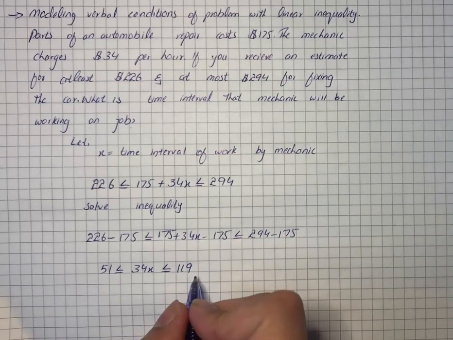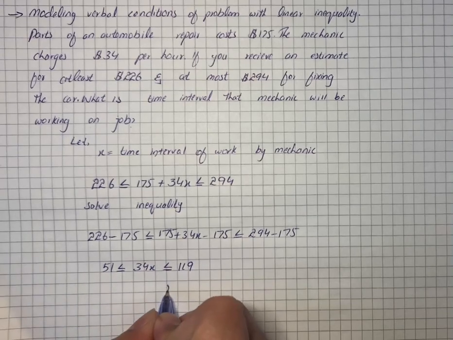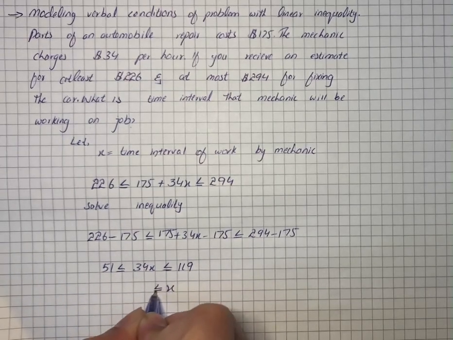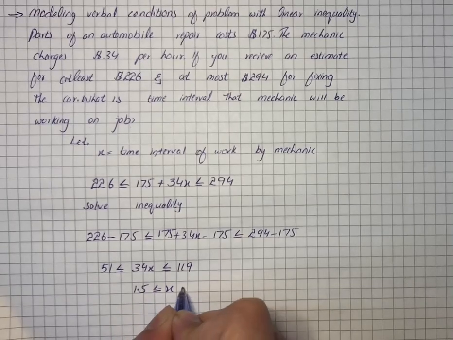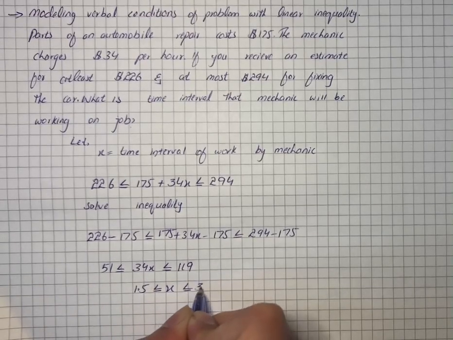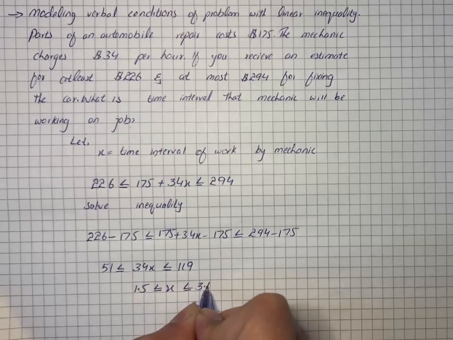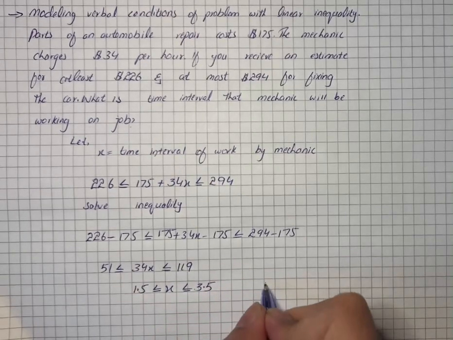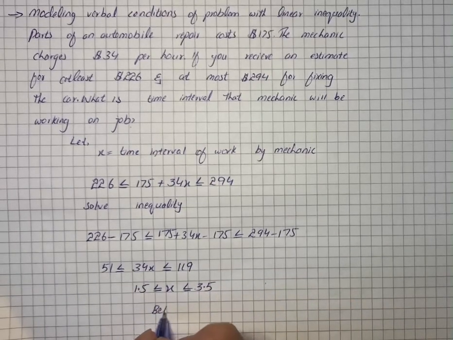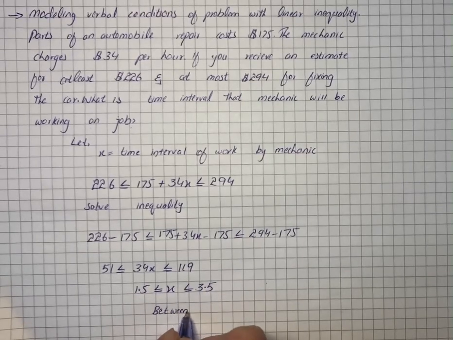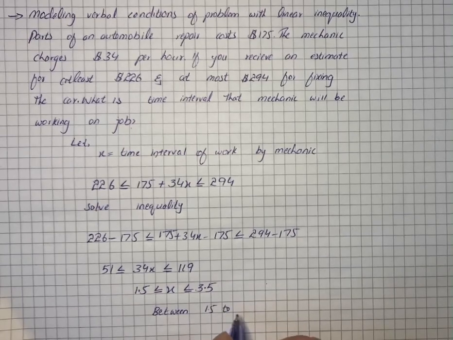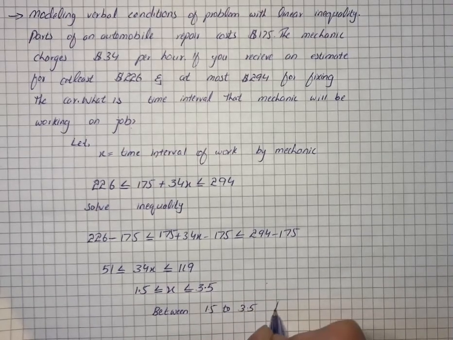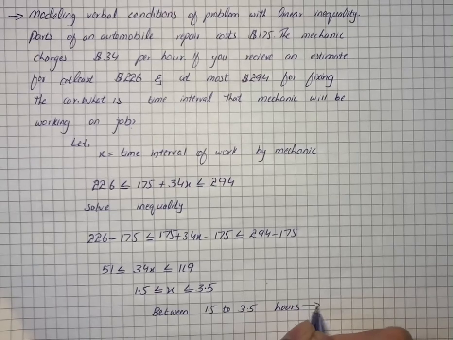So on further simplification, it will give us x is greater than or equal to 1.5 and less than or equal to 3.5. So we can write that it will be between 1.5 to 3.5 hours, that is our x.